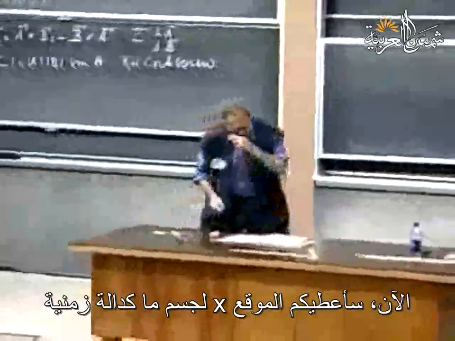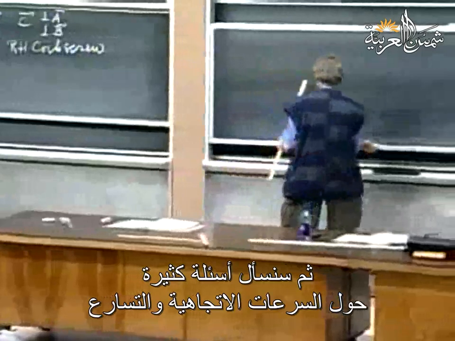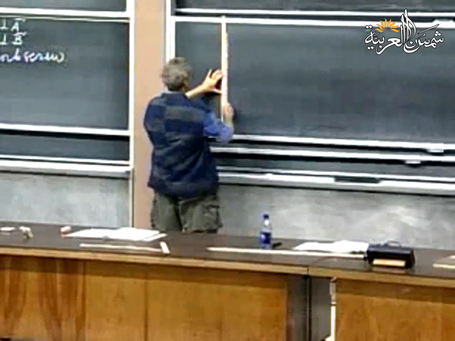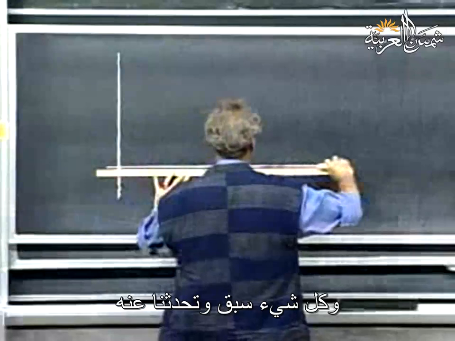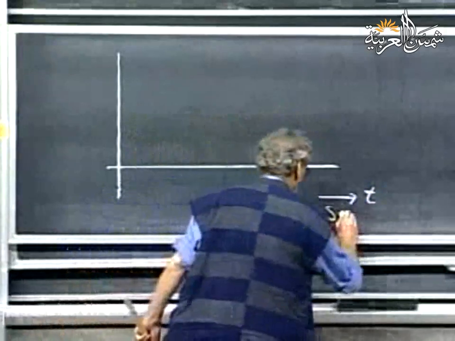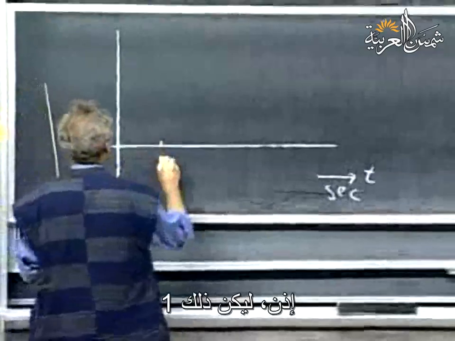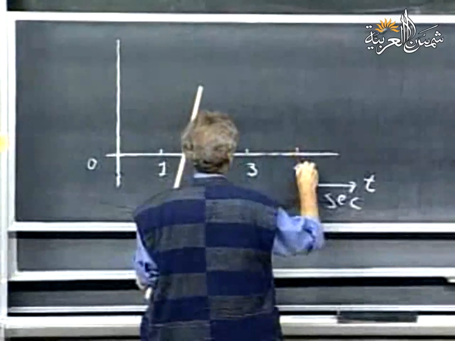Now I will give you the position x of an object as a function of time, and then we're going to ask ourselves a lot of questions about velocities, accelerations, sort of everything you can think of, everything we have covered, speeds, and I will cover here 4 seconds of time. So this is the time axis in seconds, and we will cover 4 seconds. So let this be 1, 2, 3, 4.